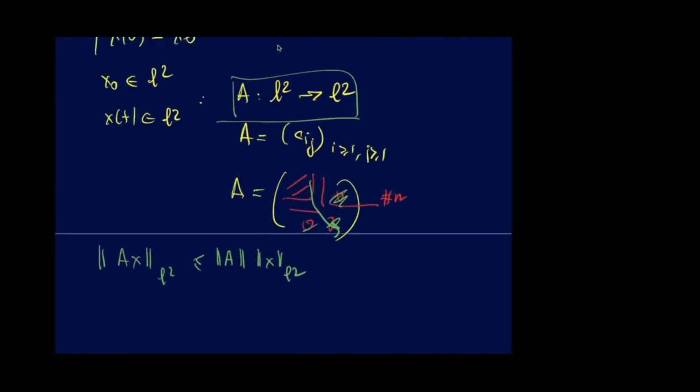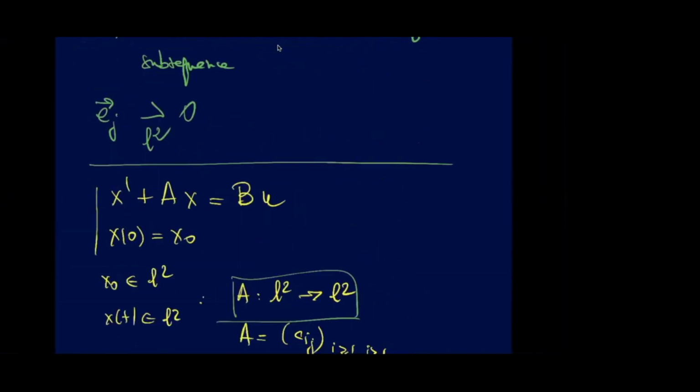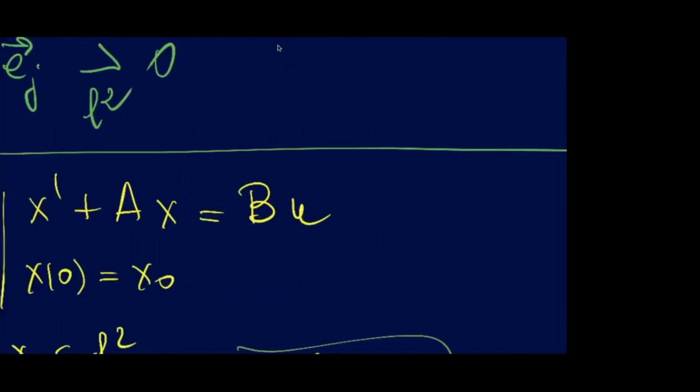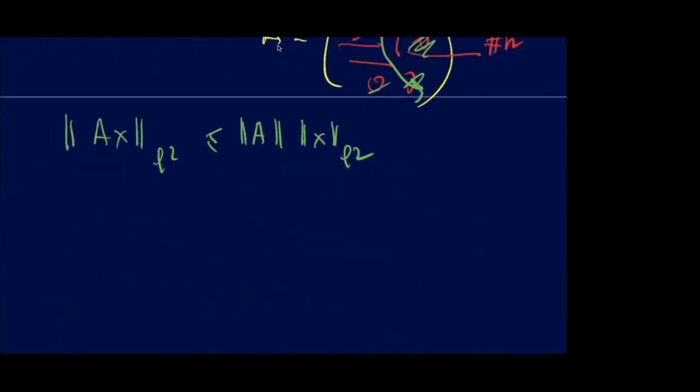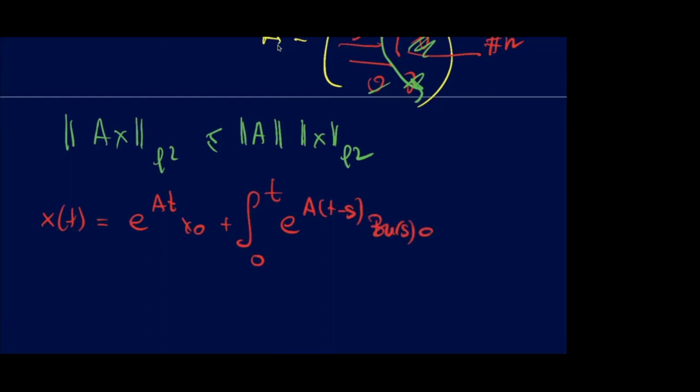So this is now an infinite dimensional system. There is no doubt, this is an infinite dimensional system, but the operator A is bounded. So I can still solve it, right? I can solve it like, you know, x(t) to be exponential of At times x0 plus the integral from 0 to t of exponential of A(t minus s) Bu(s) ds, no problem.